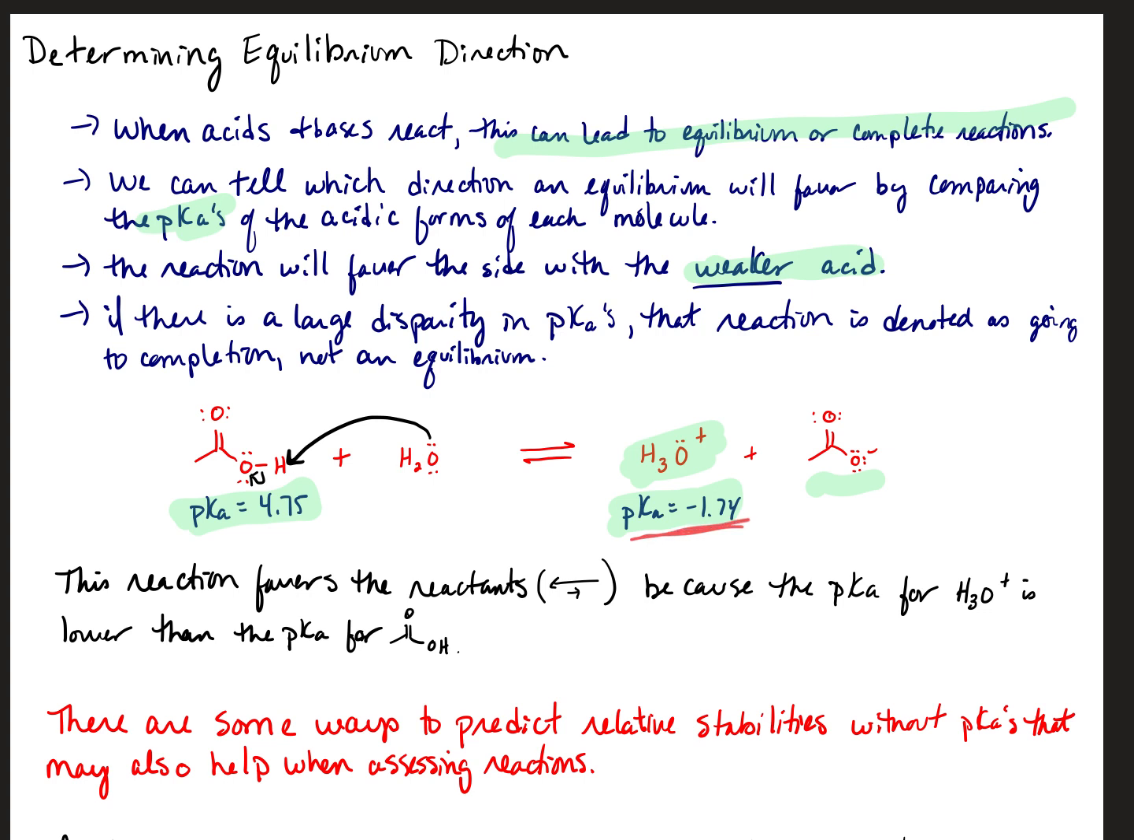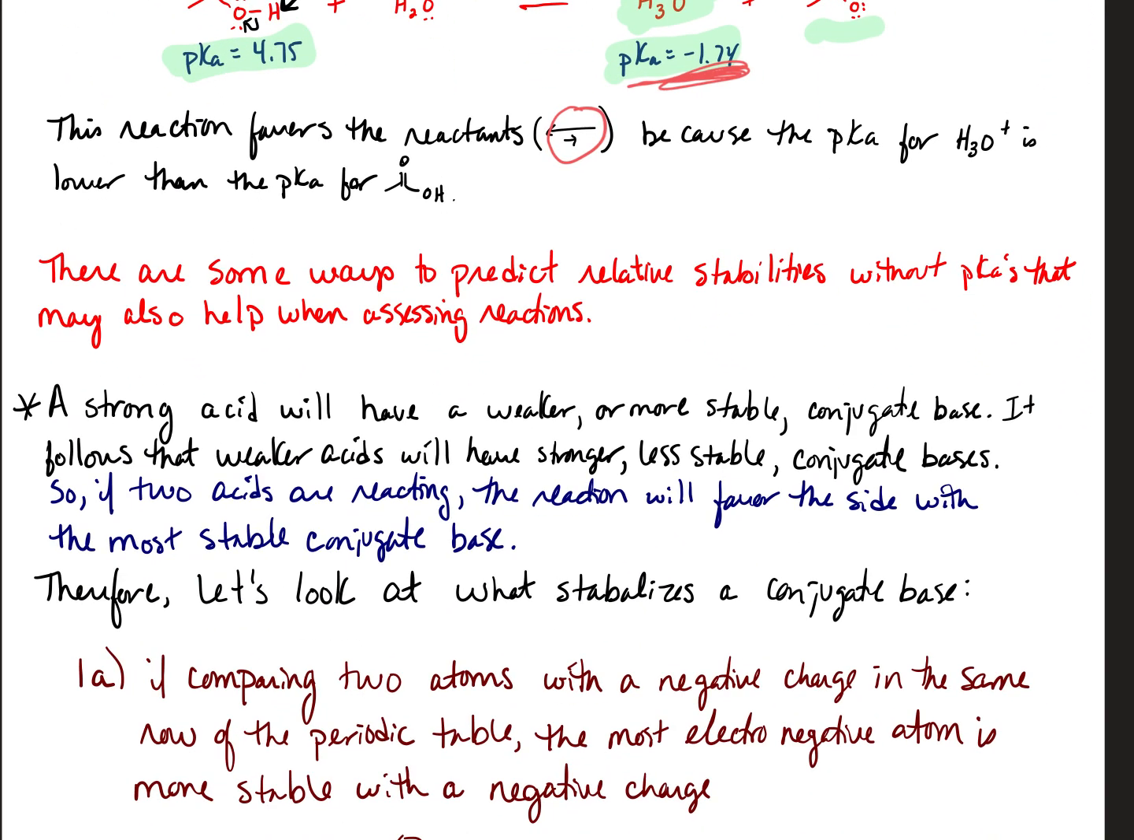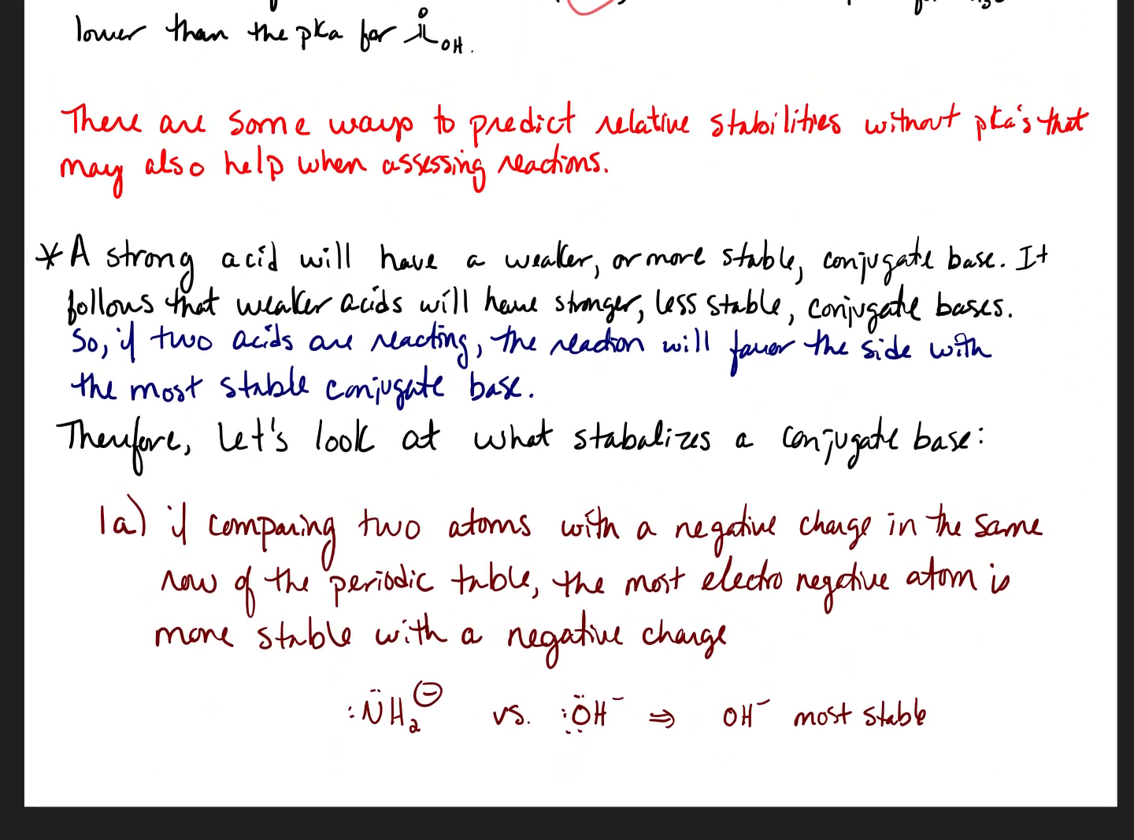So what that means is that when we're looking at which direction this equilibrium will go, it is going to favor that side much more than that way. And that's because your pKa is negative 1.74. Okay, so that's how we look at things for different reactions with pKa's. So what about if you don't have a pKa chart on you? You can still be a good chemist.